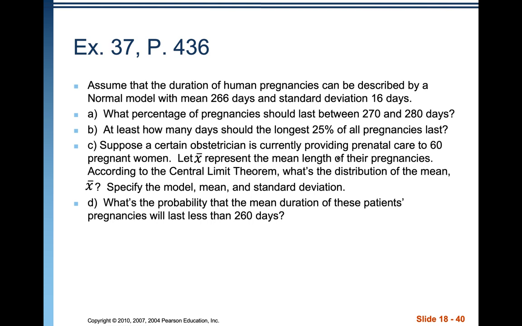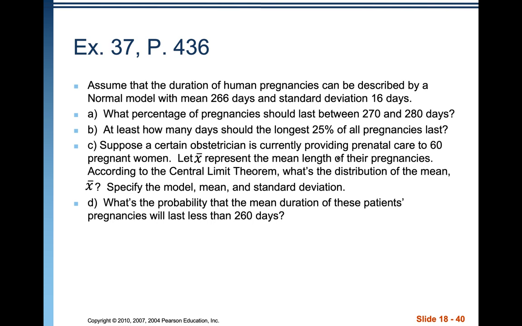All right, so now we're going to assume that the duration of human pregnancies can be described by a normal model with a mean 266 days and standard deviation 16 days. So let's think about what our data would be here. It would be the length of pregnancy. So one lady may have 265 days, another lady may have 280 days, with quantitative values. So it would make sense that we are talking about this sampling distribution of sample means when we're working with this. So, what percentage of pregnancies should last between 270 and 280 days?